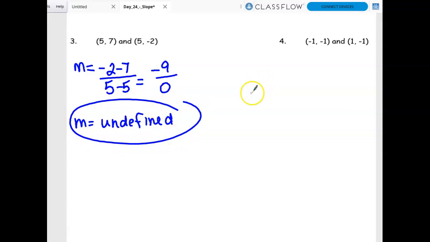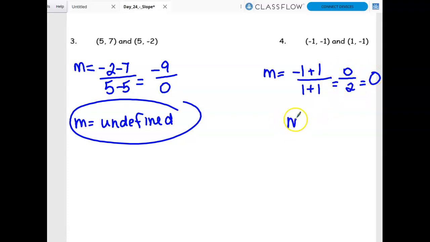All right, we try number 4. Again, you can pause the video and try it yourself if you'd like. Okay, and I'm saying negative 1 plus 1 because I'm subtracting a negative 1, divided by 1 plus 1. Again, I'm subtracting a negative. So I end up with negative 1 plus 1 is equal to 0 divided by 2, which is equal to 0. So my slope here is 0.